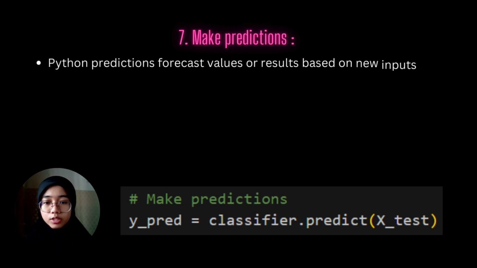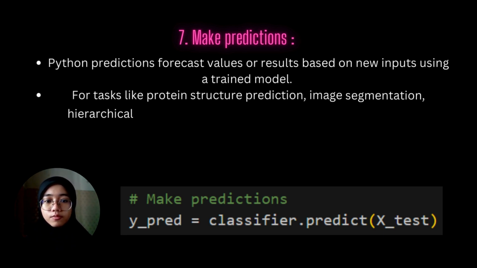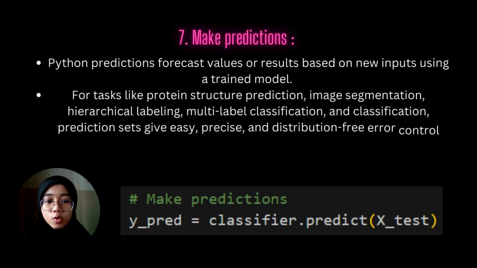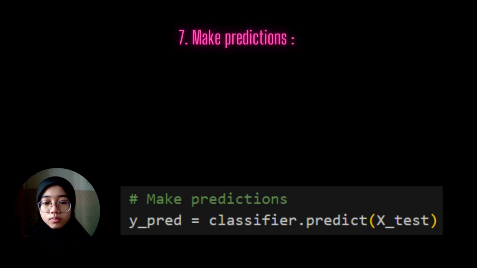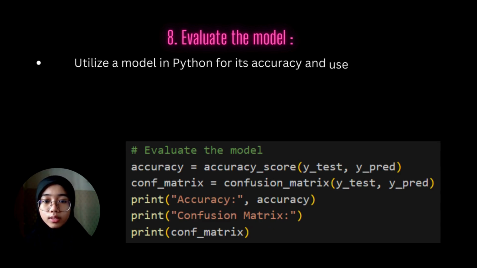Next, we make predictions. Python predictions forecast values or results based on new inputs using a trained model. For tasks like protein structure prediction, image segmentation, hierarchical labeling, multi-level classification, and classification, prediction sets give easy, precise, distribution-free error control. Next, we evaluate the model.